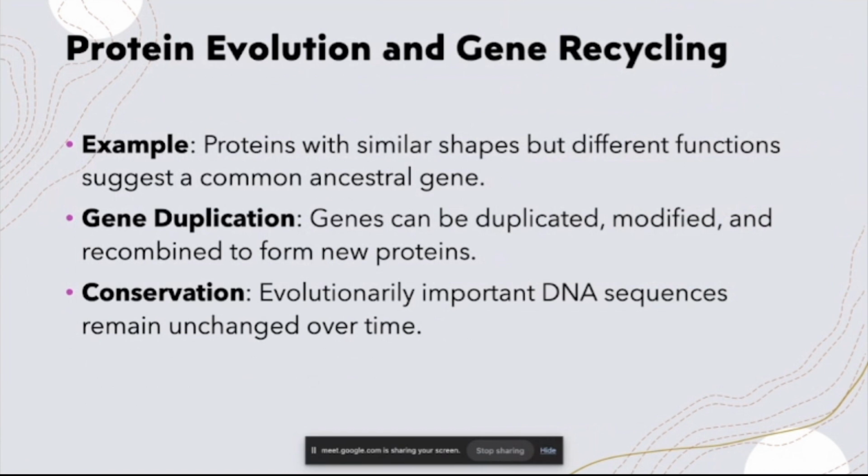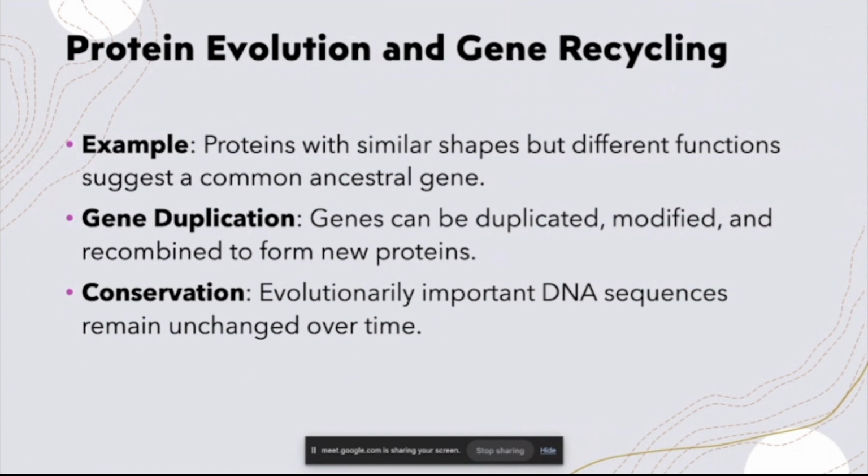As we mentioned before, the reason why they might have different functions but the same shapes could be because of gene duplication, which happened earlier, right? So these genes could have been duplicated, modified, and recombined, and this is why we have these new proteins that have the same or similar shapes but different functions.